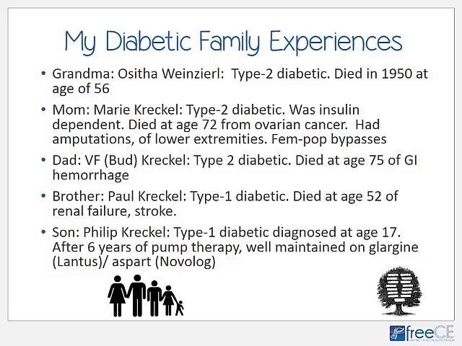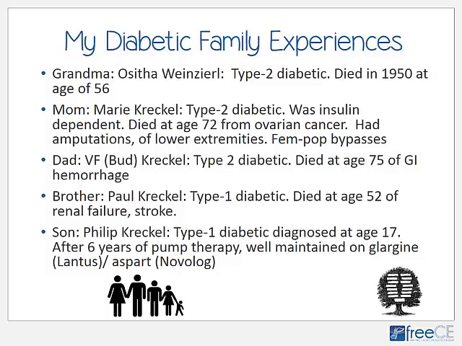My dad, Bud Kreckel, we'll call him, he was a type 2 diabetic. He died at the age of 75 of a GI hemorrhage. I also lost a brother to this disease, my brother Paul. He's about 3 years older than me. He was a type 1 diabetic. He died at the age of 52 of renal failure and stroke.